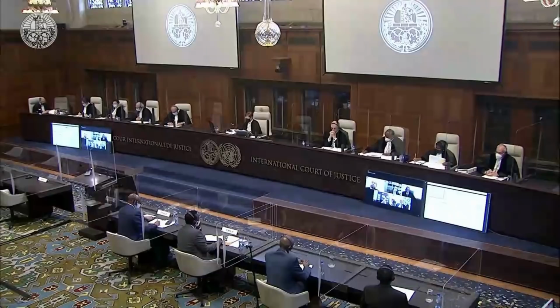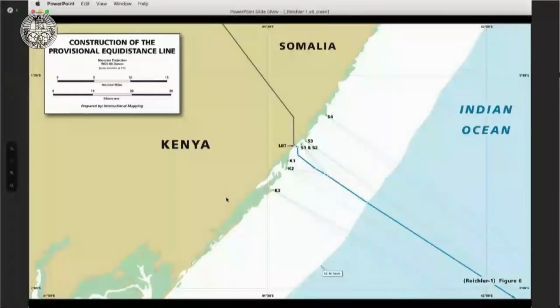As you can see here and at tab 50, the equidistance line is almost perfectly straight. In fact, it is perfectly straight over its final 262 miles out to the 350-mile limit from Kenya's coast. This, too, is a reflection of the virtually straight, unremarkable coastline from which it is drawn.